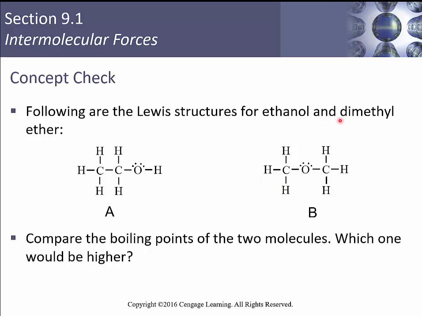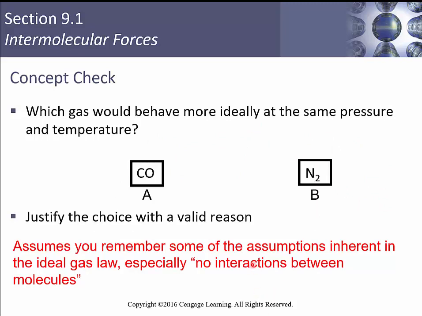So it's going to be able to undergo dipole-dipole interactions. Our ethanol over here has a hydrogen next to an oxygen with lone pairs of electrons, which means it can not only be polar, it's going to undergo hydrogen bonding, and hydrogen bonding beats regular dipole-dipole interactions. So the boiling point of the ethanol is going to be higher, which means that ethanol is going to be a liquid at room temperature, and it's going to boil off at a higher temperature than the dimethyl ether.